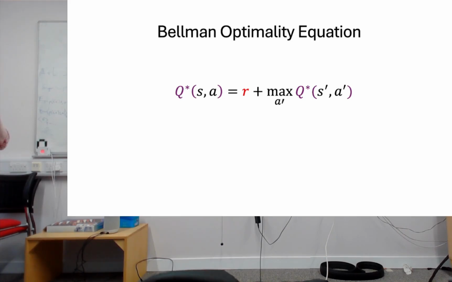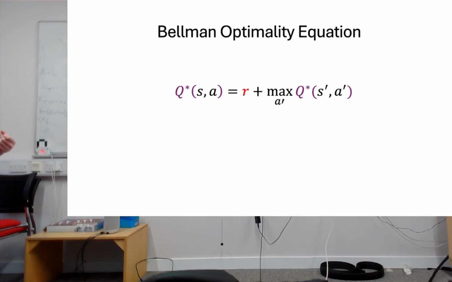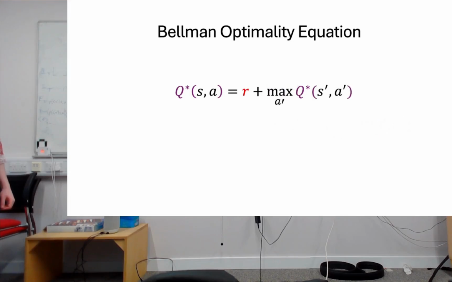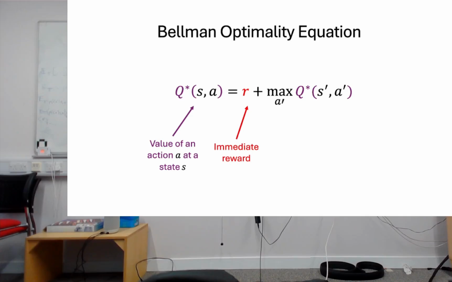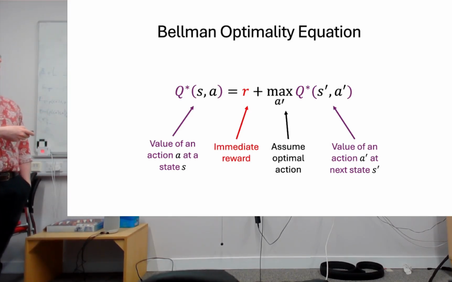And it tells me that the value of an action is the immediate reward I get for that action, plus the maximum value over actions in the state that I end up in. All right? And it's obtained by literally just putting together these two equations here. Okay. Value of an action in a state, immediate reward, the value of the action in the next state, and this is assuming optimal action. So this is the optimality part of it, the fact that I'm taking a maximum over next actions. I'm assuming that I'm going to take the optimal action.